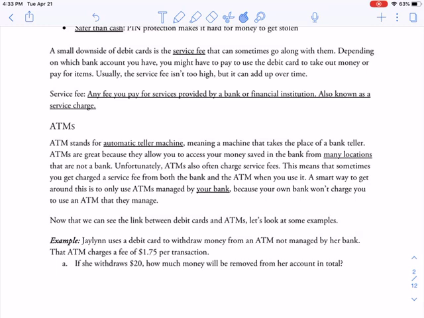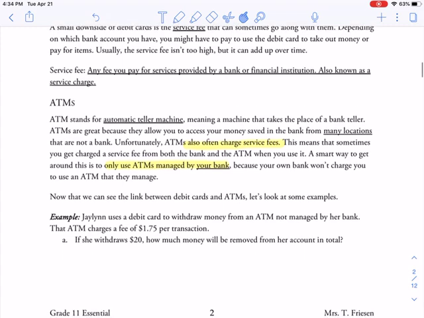The downside to ATMs, which is worth noting, is that they also often charge service fees. Sometimes when you're shopping, you might even get charged a service fee both from the bank and the ATM, so a little bit of a double whammy. The way to get around this, though, is to make sure you only use ATMs managed by your own bank. That's how you resolve it. Your own bank doesn't charge you to use their own ATMs. So if you bank at CIBC, then just use CIBC ATMs, and if you bank at RBC, then just use RBC ATMs. That would be my advice there.